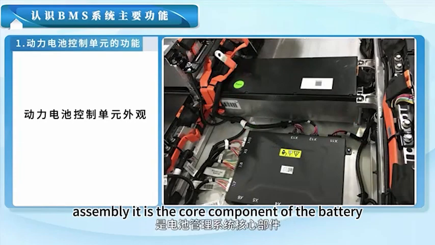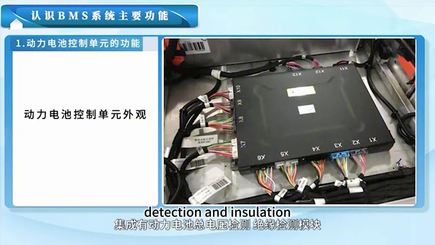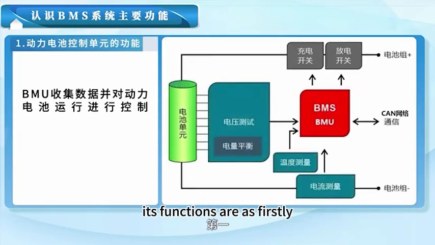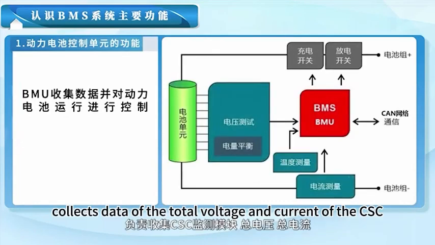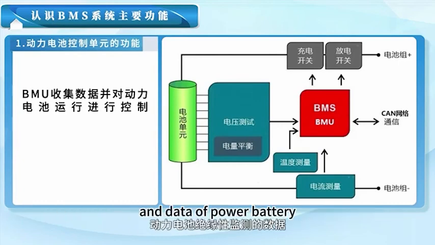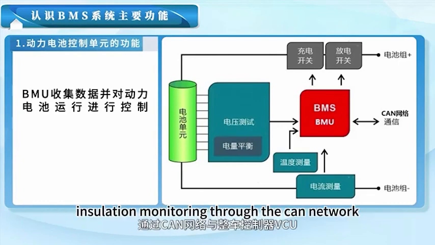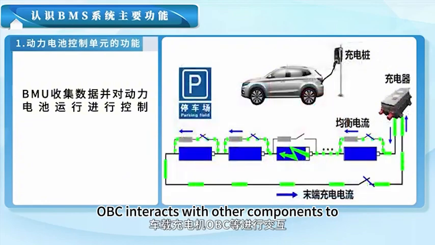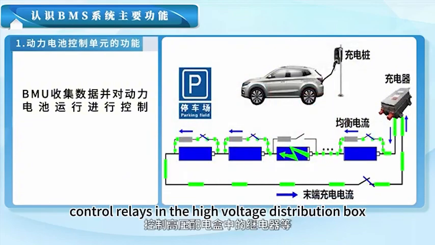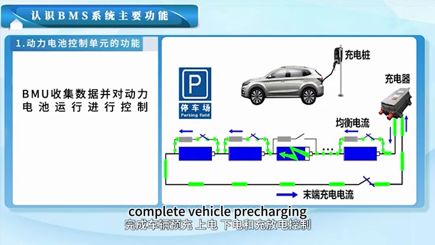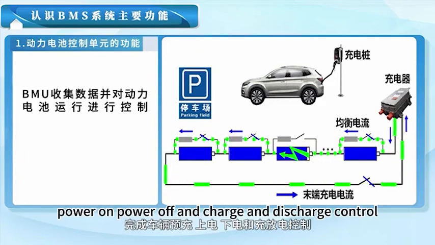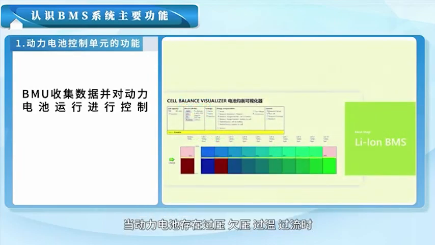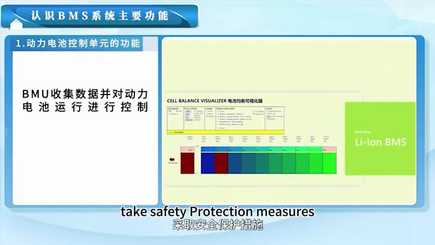It is the core component of the battery management system. It integrates the total voltage detection and insulation detection module. Its functions are as follows. Firstly, it collects data of the total voltage and current of the CSC and the power battery, and insulation monitoring, through the CAN network, and interacts with the vehicle control unit VCU, OBC and other components too. It controls relays in the high voltage distribution box, completes vehicle pre-charging, power on, power off, and charge and discharge control, and when the power battery has over voltage, under voltage or overheating, takes safety protection measures.